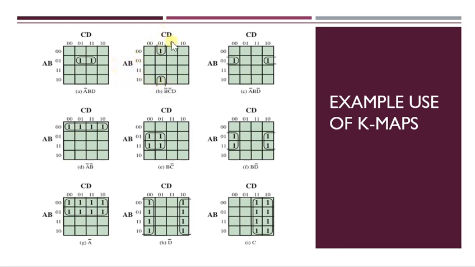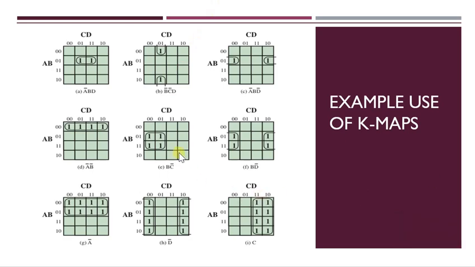And for variable CD, we need to see if there are any changes to the variables. In this case, since this grouping resides in the same column, which is 0, 1, we take both variables C 0, D 1. Since C is 0, we put it as C bar and we have D here. So the simplification of this K-map is B bar, C bar and D.